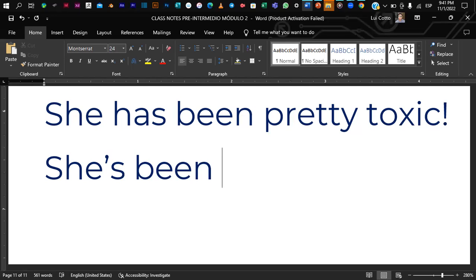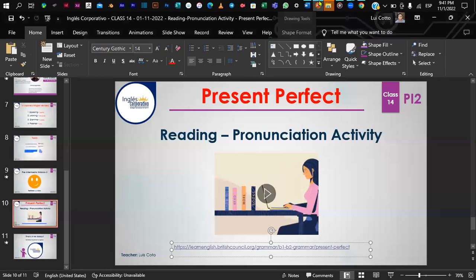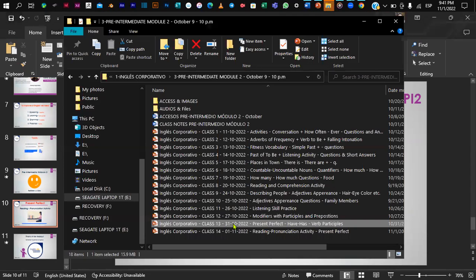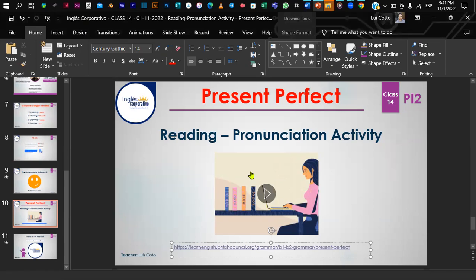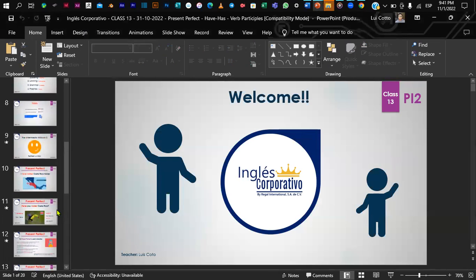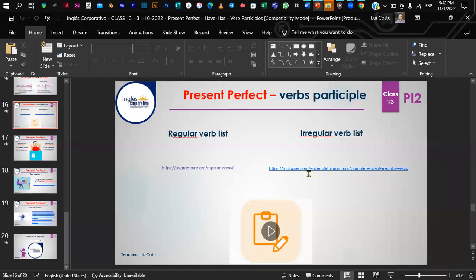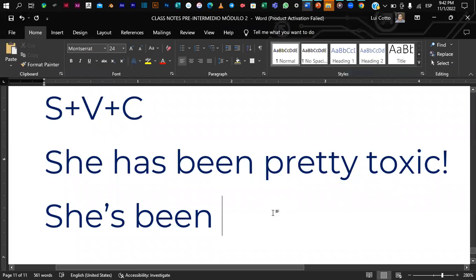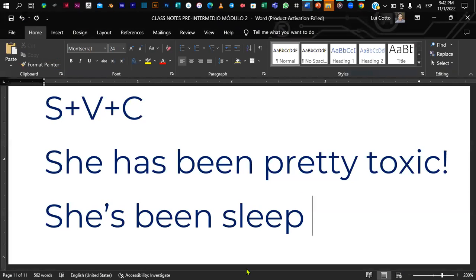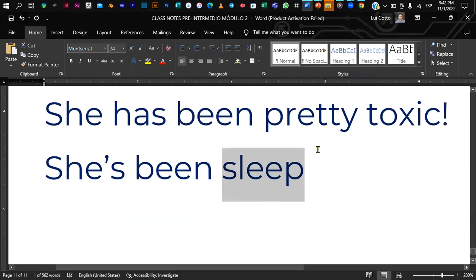Remember, we gotta use, hay que usar the participle of the verbs in the present perfect. That's why we need to use the tools and the lists. The two lists: the regular verb list and the irregular verb list. I cannot use sleep. No puedo usar sleep because sleep is for the simple present.